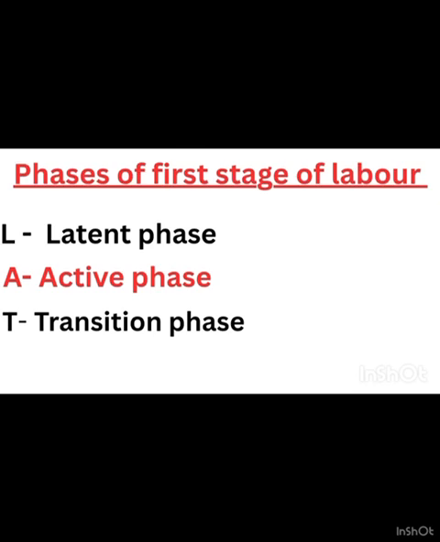In active phase, this phase is marked by a faster rate of cervical changes and more intense physical work. The cervix dilates from 6 cm to 8 cm. And the last one is transition phase. This is the shortest but most intense phase, serving as the bridge to the pushing stage. In this phase, the cervix dilates 8 to 10 centimeters, that is full dilatation of the cervix.